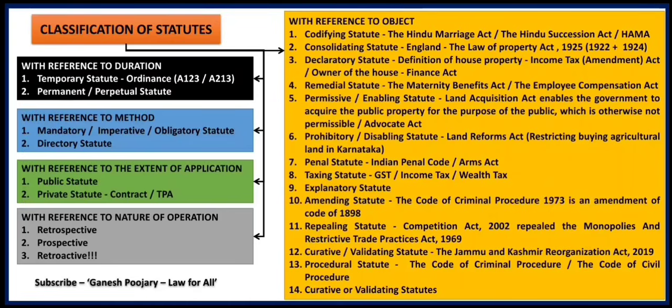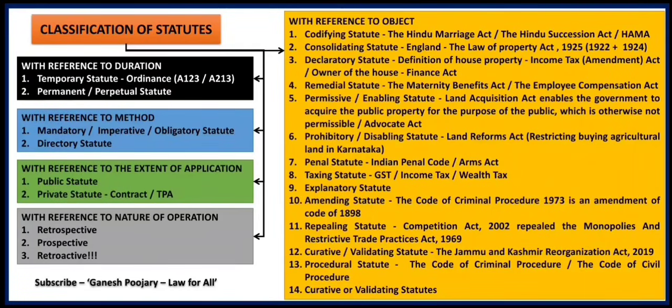The second type is consolidating statutes. If there are 2 or more statutes, and you are bringing them all together and making one statute, that is known as consolidating statutes. For example, the Law of Property Act 1925 of England was consolidated by the 1922 and 1924 Acts.